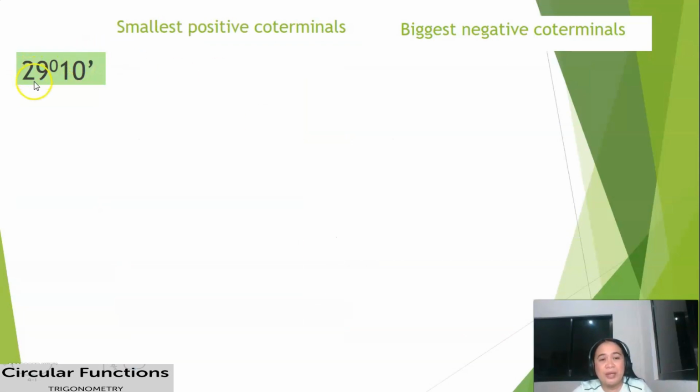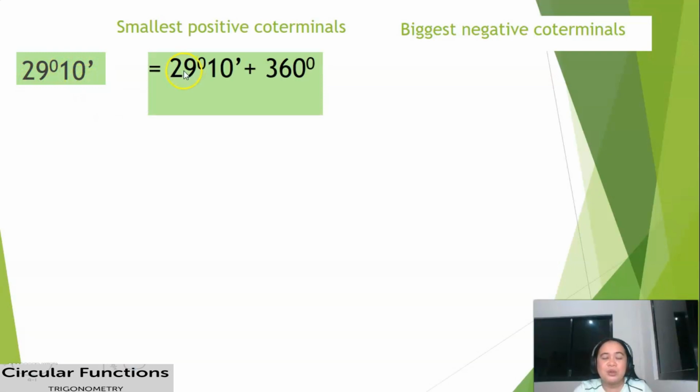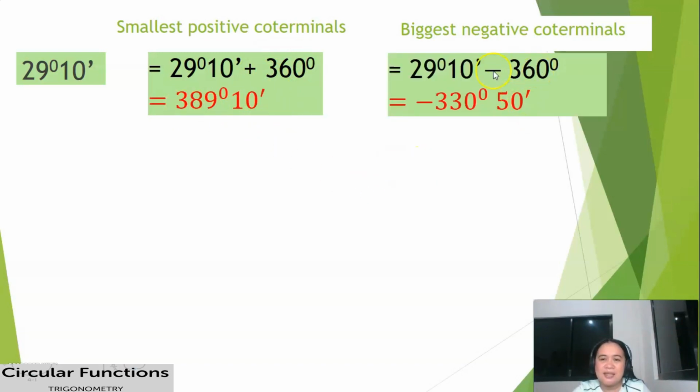Now another, 29 degrees and 10 minutes. To do this, 29 degrees 10 minutes plus 360 degrees, so that would be 389 degrees and 10 minutes. To get its negative coterminal, 29 degrees and 10 minutes minus 360 degrees, that would be negative 330 degrees and 50 minutes. Now, what if the given is already in pi or in radians?